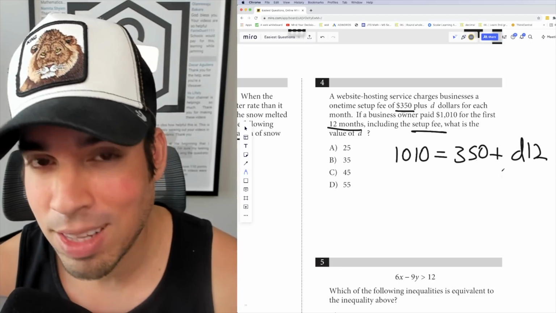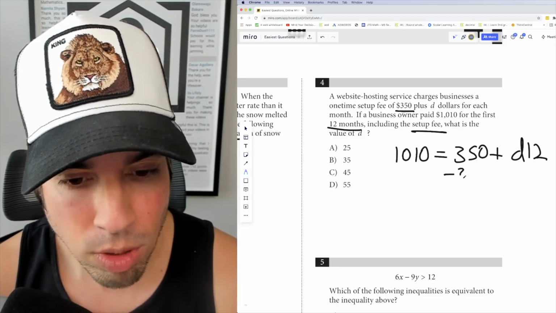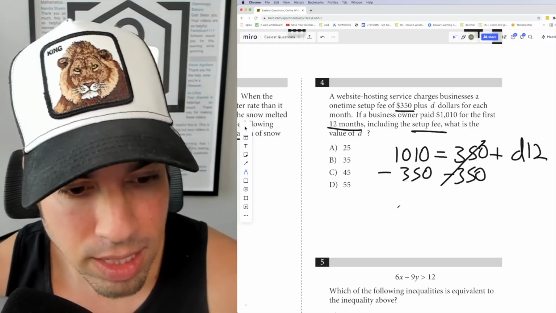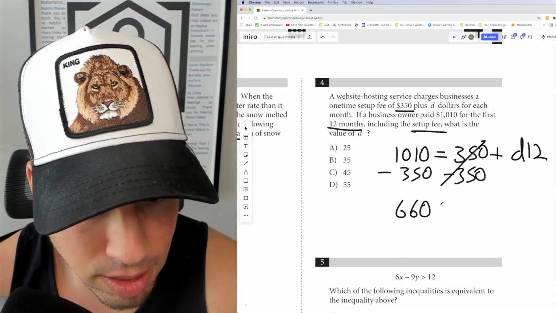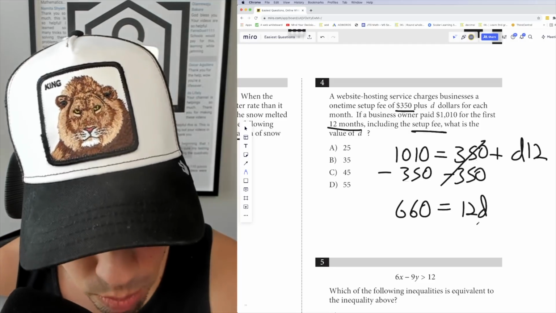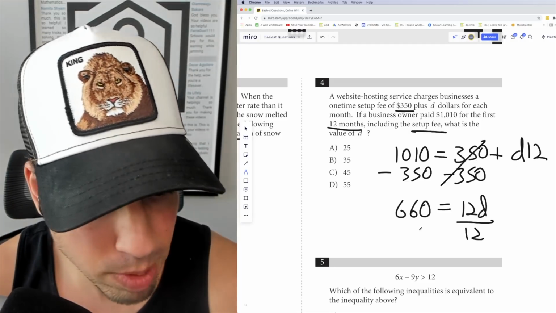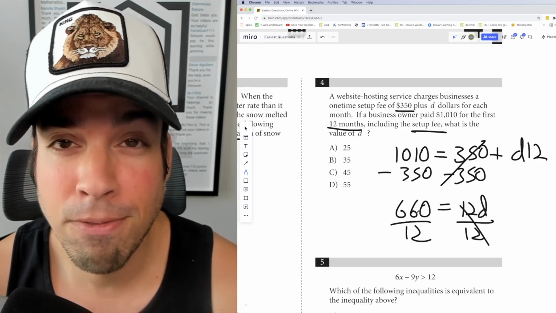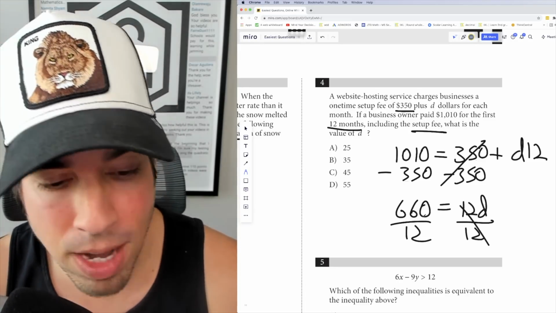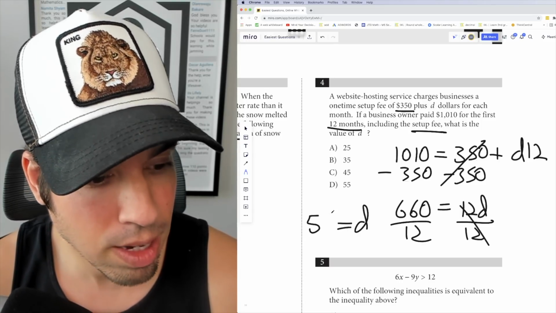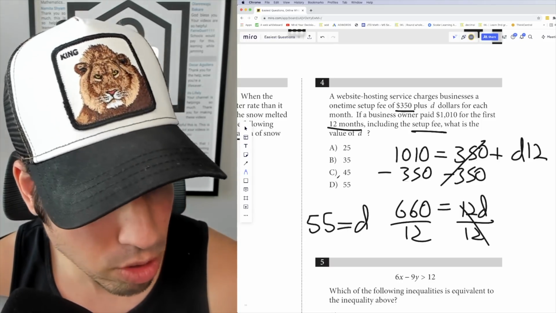We got an equation. Let's go with isolation. We're going to subtract 350 from both sides to begin with. That gives me 660 equals 12D. I'm just changing the order, but it's all good either way. Then we're going to divide both sides by 12 to further isolate. Boom. 12 goes into 66 five times, so I can do that mentally. D equals 55, and D is actually the answer as well.